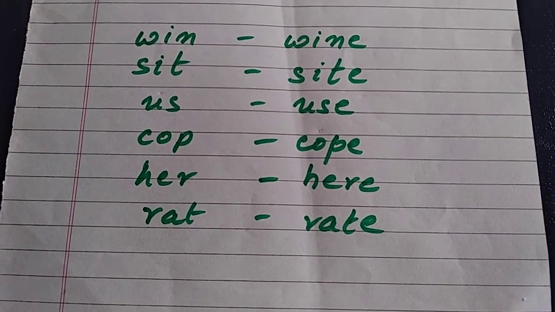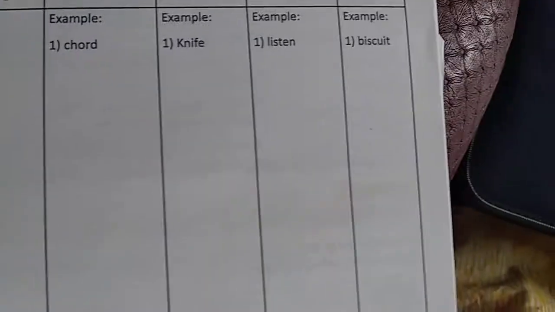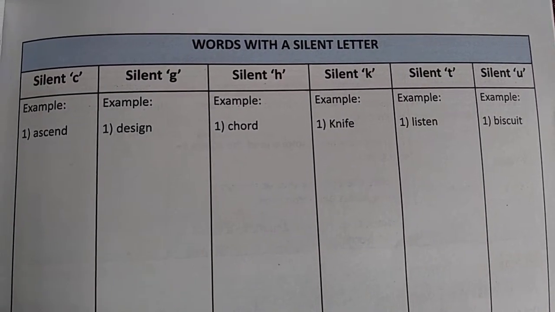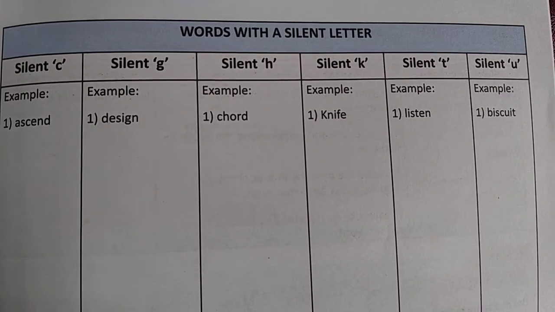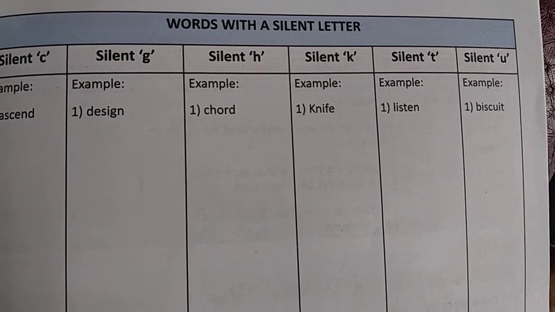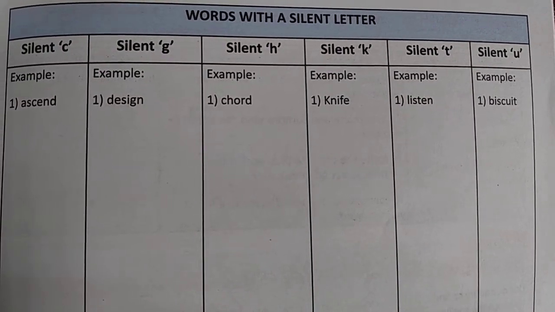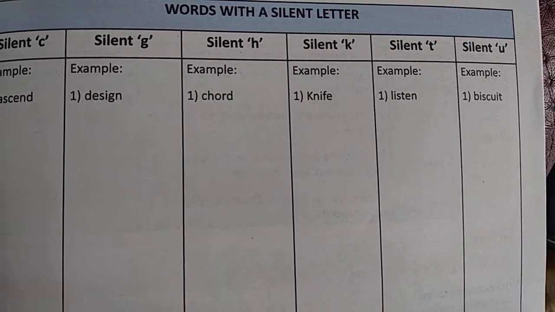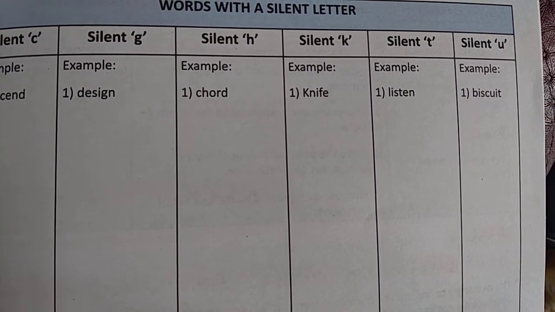So children, after these examples that I have given you, I am going to give you homework. This is an activity, children. You are given this activity as homework. The silent letters can come in any part of the word, in the beginning, middle, or in the end. So please write three to five words with silent letters for each column. I hope you can do it. It's not very difficult. You can go through your text and find plenty of such words. So, thank you and goodbye.